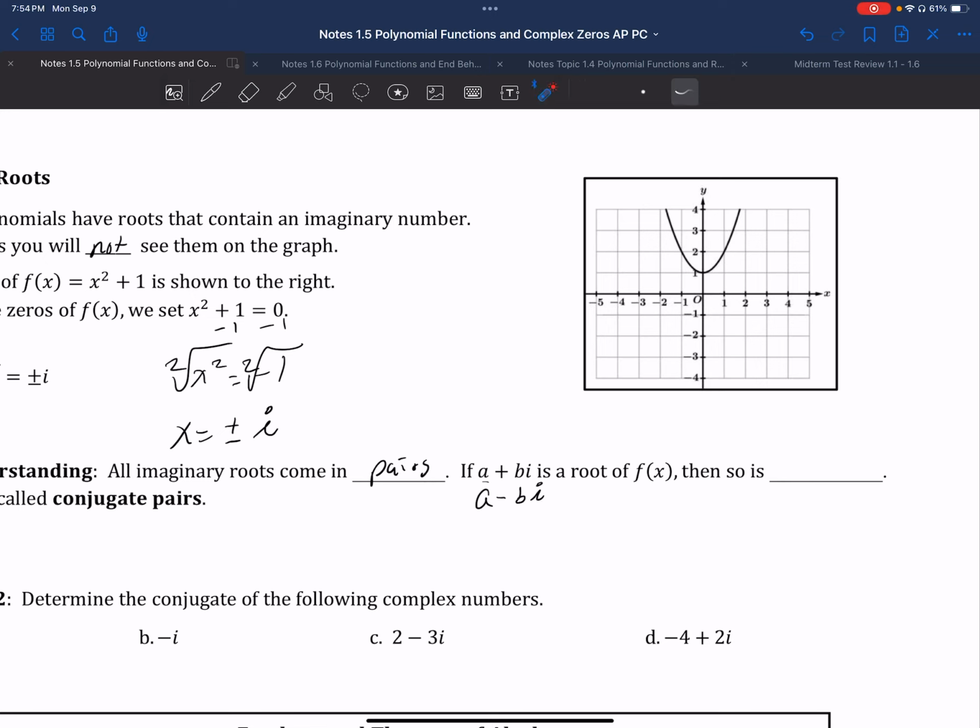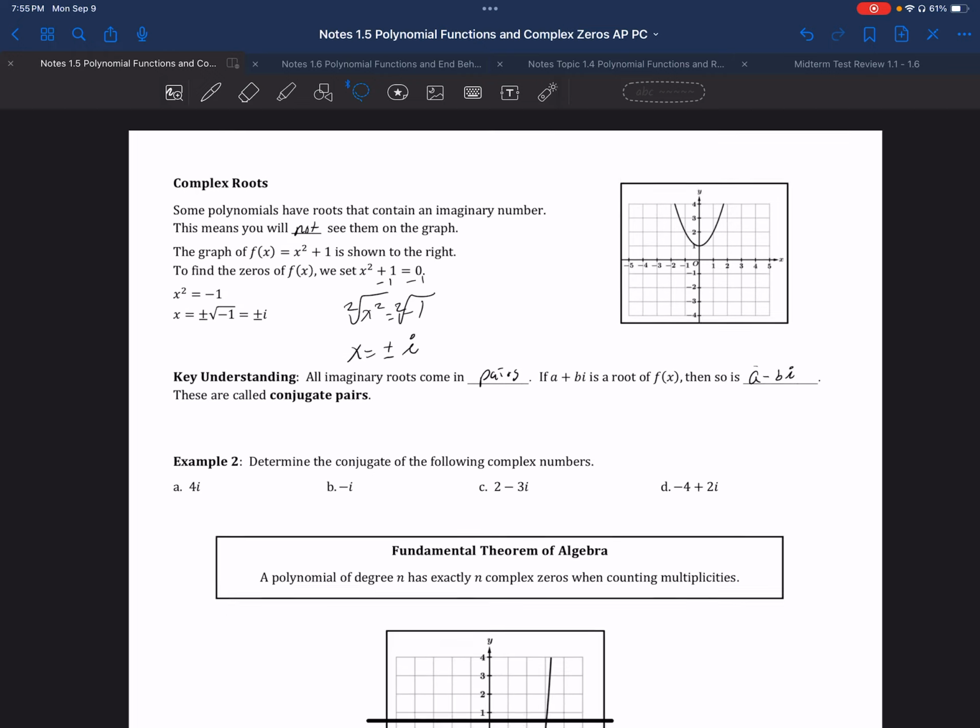So the a part or the real part will always be the same, and then the imaginary part or the part with the i will have the opposite sign. So in this one I have a plus, the other one is a minus. So I'm just going to move that over there really quickly. And that's going to be the conjugate pair.